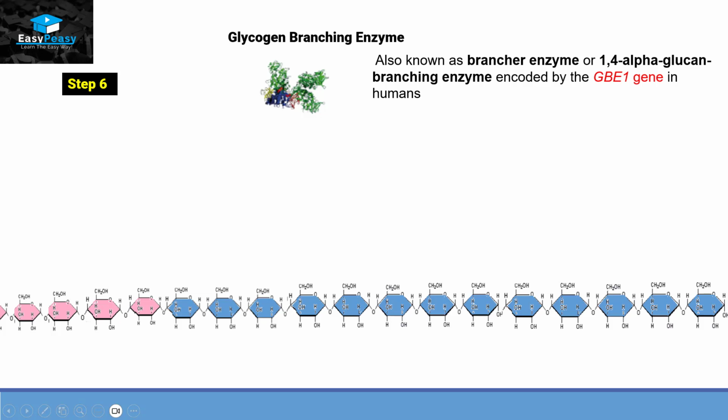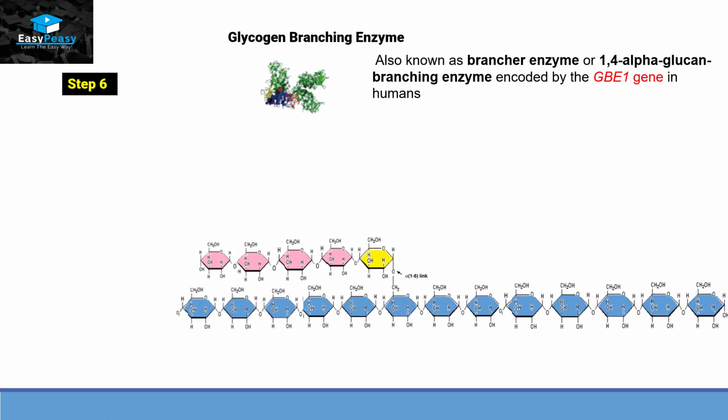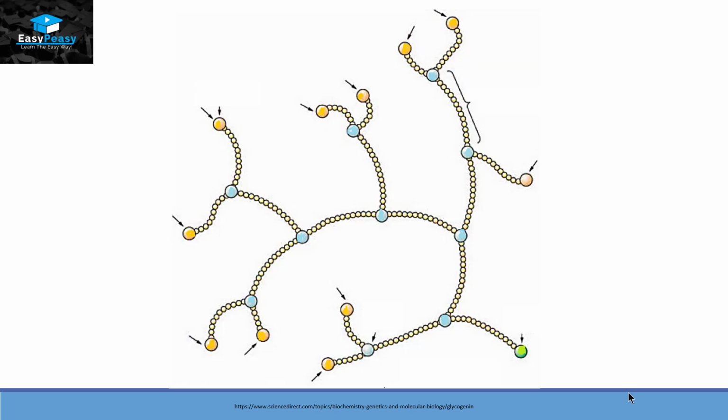Now, what this enzyme does is take the glucose molecules from the end of the chain and make a branch on this compound by generating a bond, and that is an alpha-1,6 glycosidic bond. Then glycogen synthase will come back and attach more glucose units to each chain. And this compound will look like this.